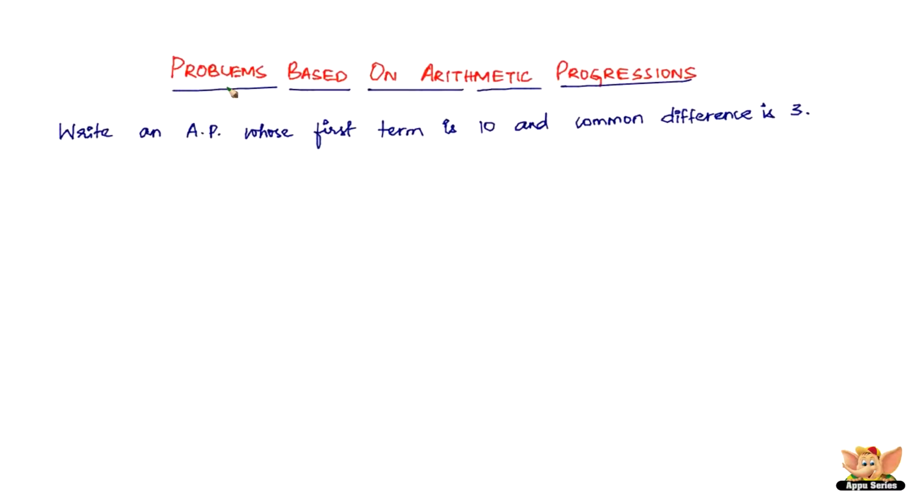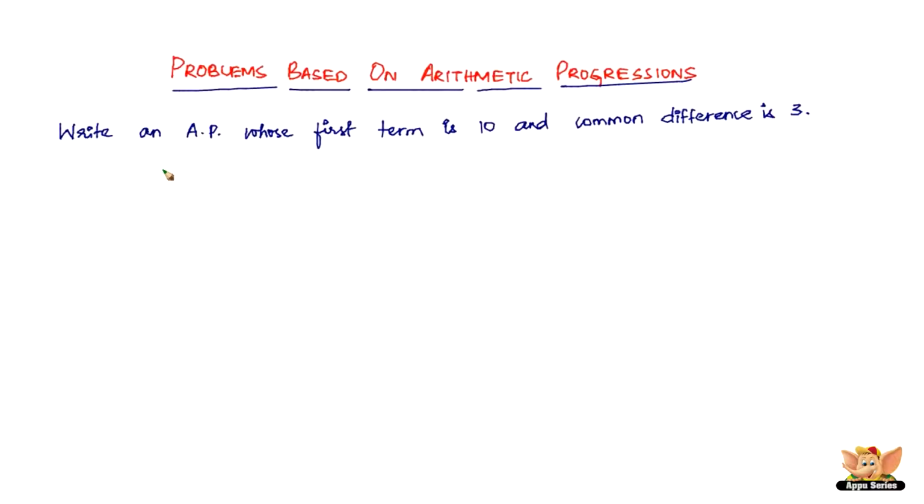In this video, let us solve problems based on arithmetic progressions. And we've got a question here which says, write an AP. AP means arithmetic progression. So write an arithmetic progression whose first term is 10 and common difference is 3.